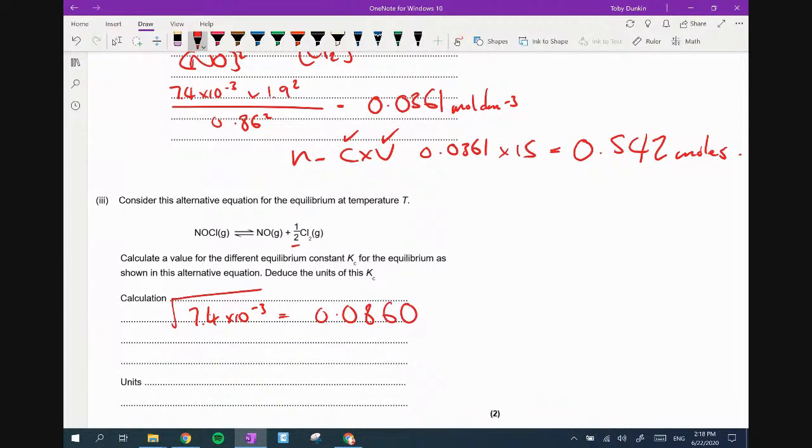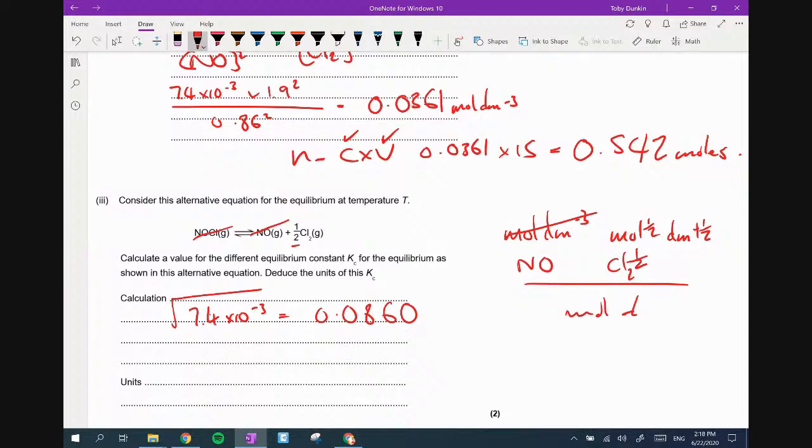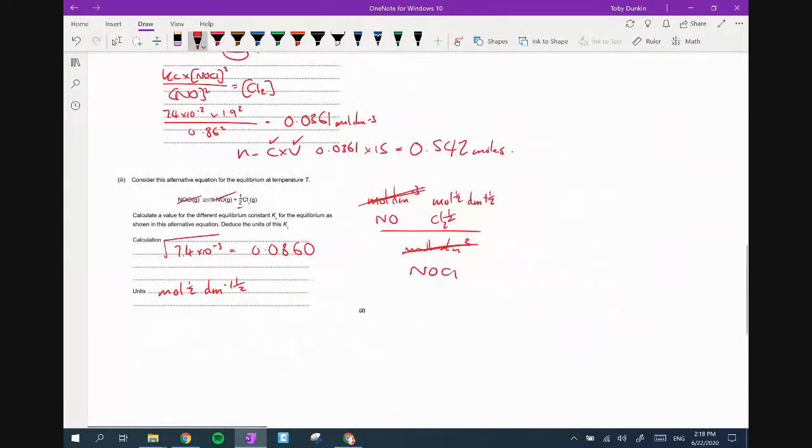And the units: that cancels with that, so it's going to be a half on the top. We had products over reactants, moles per dm cubed for the NO, and then Cl2 to the power of a half, which gives moles to the half, dm to the minus 1.5. Then that cancels out with the moles per dm cubed of the NOCl. So my units are moles to the half, dm to the minus 1.5, because I'm already on top, so I don't have to take the reciprocal. Clever game.